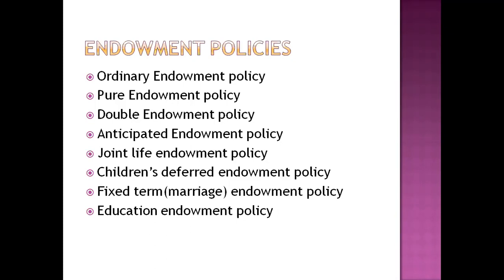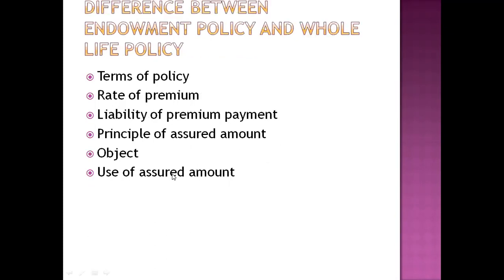Education endowment policy: like the marriage endowment policy, this policy is also taken by the parents. The child for whose benefit the policy is taken is called the beneficiary, and the lump sum amount is payable in equal installments over a period of 5 years. Okay, it means the policy sum assured is not payable as a lump sum amount. He is paid the amount at regular intervals.